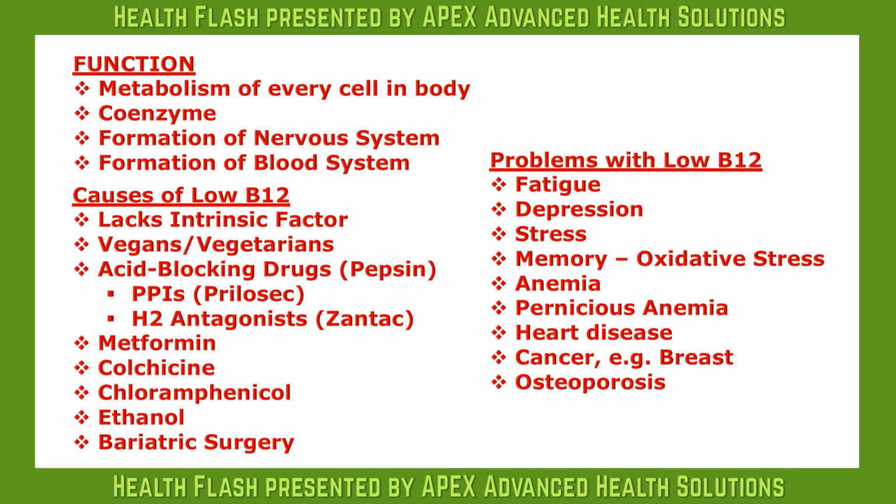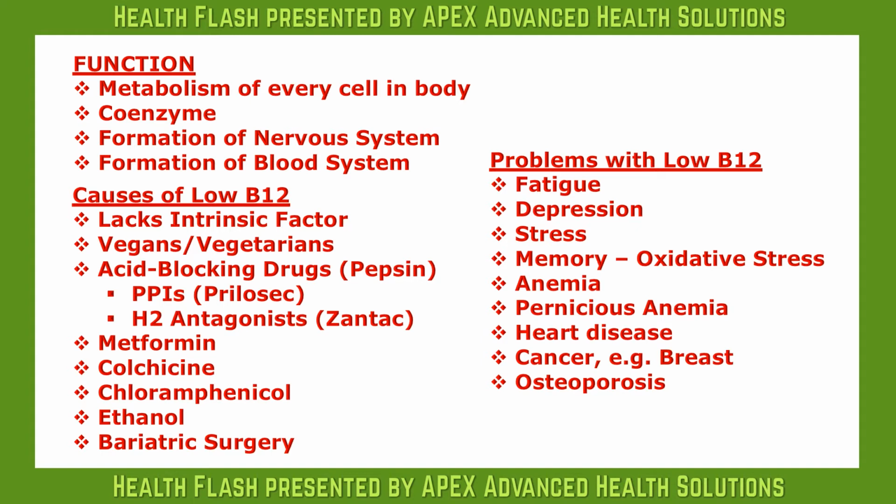This slide gets into the meat and potatoes of B12 and why it's important. The function of B12 is metabolism in every cell in the body. That's every cell. It works as a coenzyme like we just saw previously with the homocysteine reduction. It's very, very important in forming the nervous system. Also very important in forming the blood system.